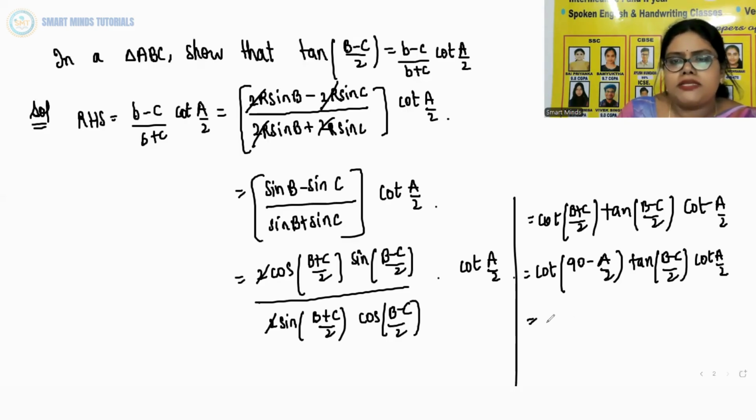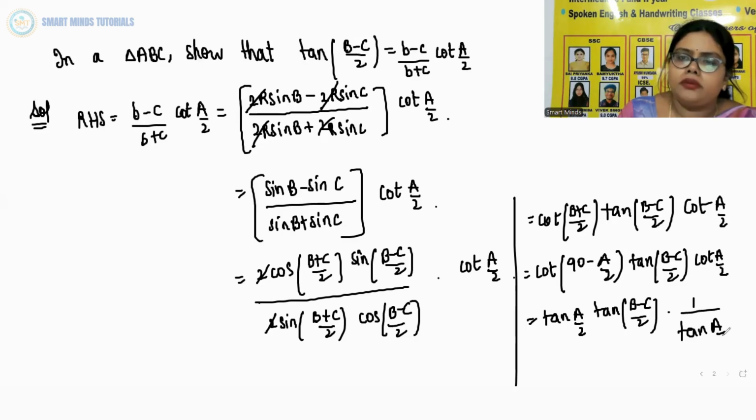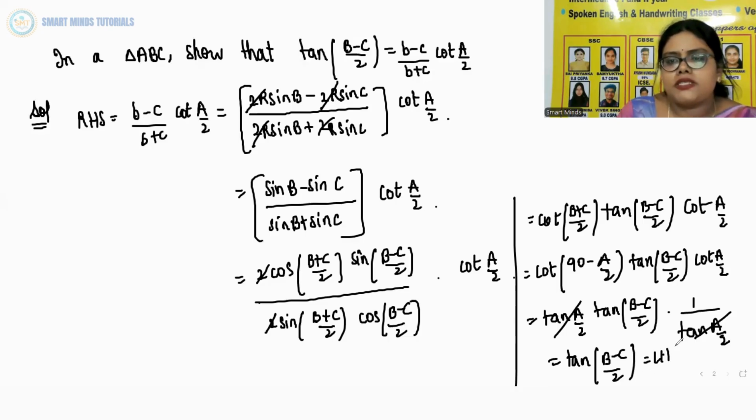Cot 90 minus theta is tan theta. So tan A by 2, tan B minus C by 2 into 1 by tan A by 2. Tan A by 2, tan A by 2 cancel. That is tan B minus C by 2. This is LHS, hence proved.